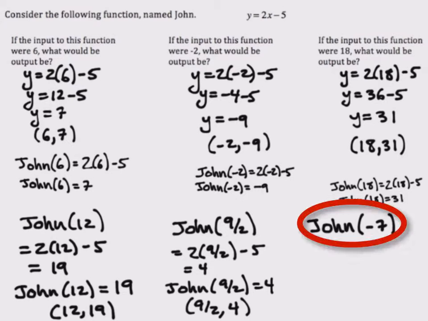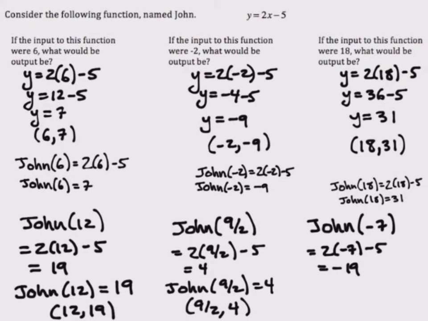Or John of -7 would be 2 times -7 minus 5 for a grand total of -19. And so John of -7 is -19, and we'd write that as an ordered pair as -7, comma -19.